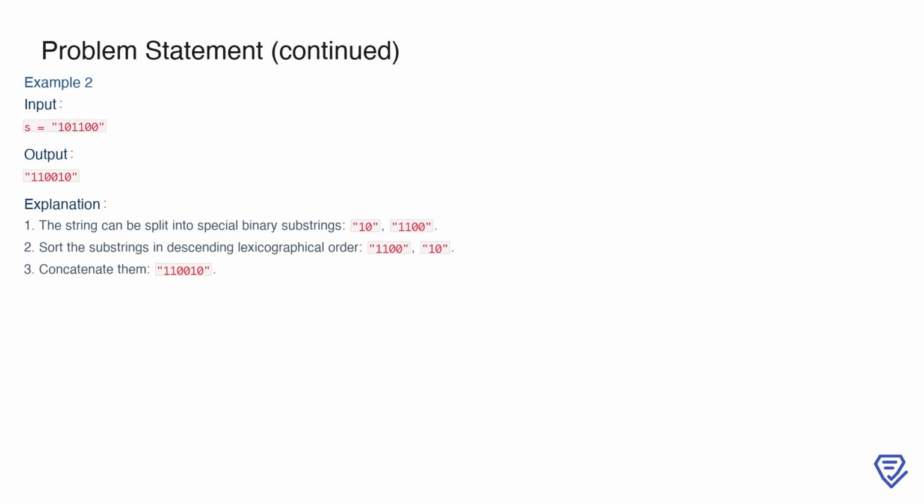In the second example, the input string is S equals 101100. Similar to the first example, we start by splitting the string into the smallest possible special binary substrings. Here, the substrings are 10 and 1100. Sorting these substrings in descending lexicographical order gives us 1100 followed by 10. When we concatenate these sorted substrings, the resulting output string is 110010. This demonstrates how the recursive splitting and sorting process ensures that the output string is the largest lexicographically possible.